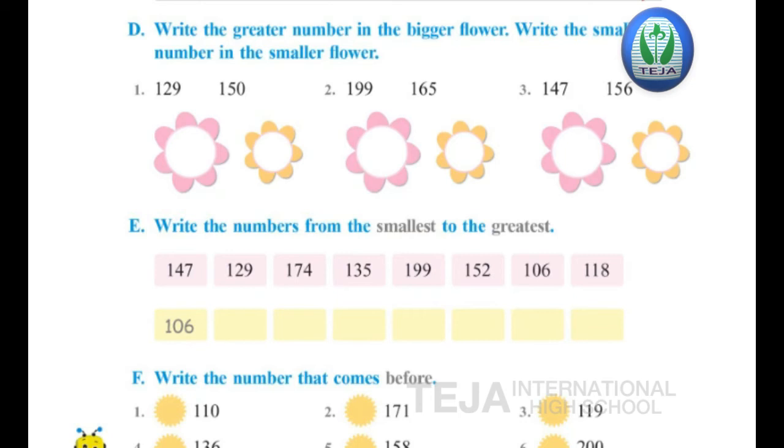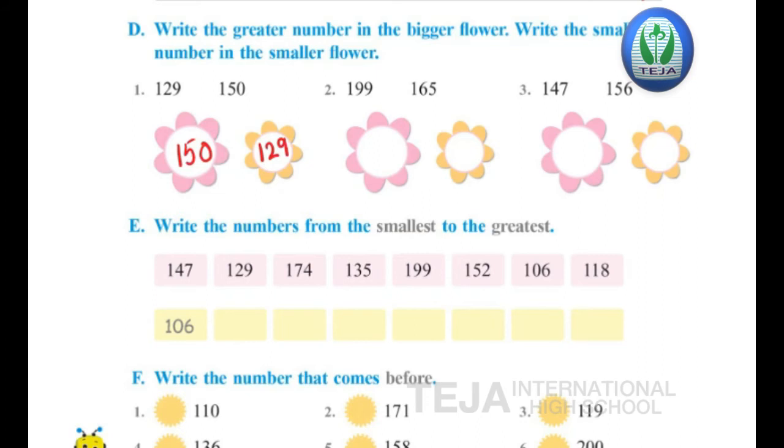The first question. What are the two numbers, Amma, in first question? 129 and 150. Which is the bigger number here? 129 or 150? The bigger number is 150. So write 150 in the bigger flower and the next number 129 in the smaller flower. Small number in the smaller flower, big number in the bigger flower.